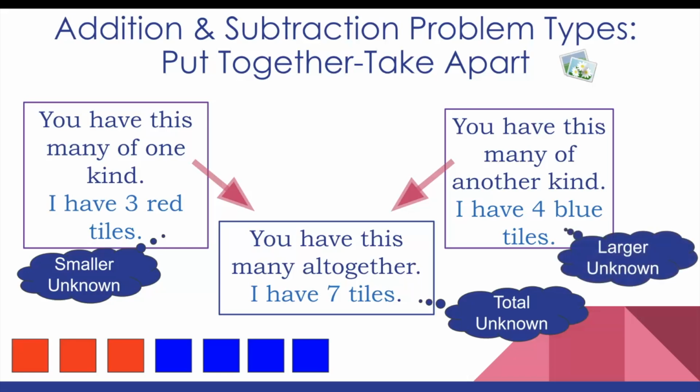The larger part can be unknown. I have red and blue tiles. I have 3 red tiles. I have 7 tiles altogether. How many blue tiles do I have?